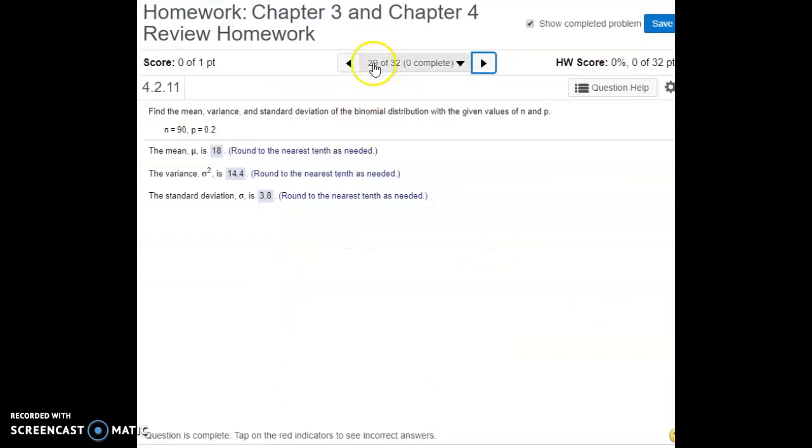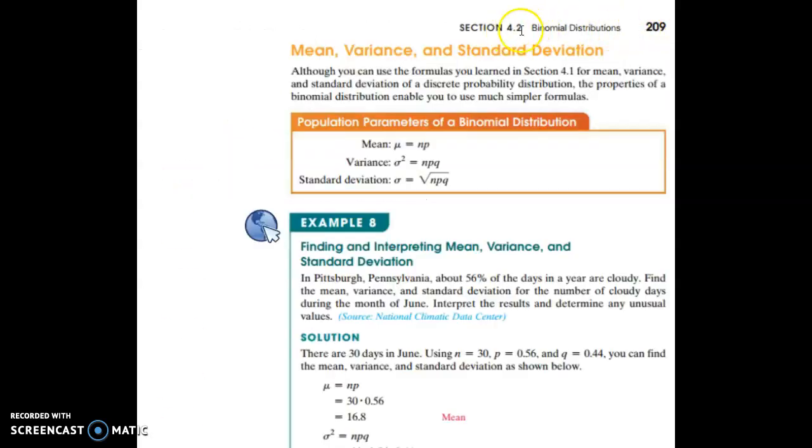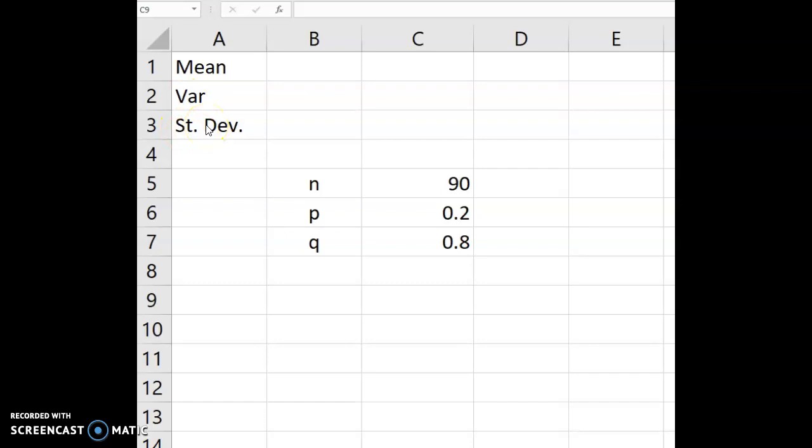For number 25, with a binomial distribution, we can find the mean, the variance, and the standard deviation of that distribution. And the formulas covered in 4.2, they're listed here. You need to know the total number of trials N, and then the probability of success on each trial P. And then Q is the probability of failure for any given trial, so it is 1 minus P. And you're going to use those values to calculate mean, variance, and standard deviation.